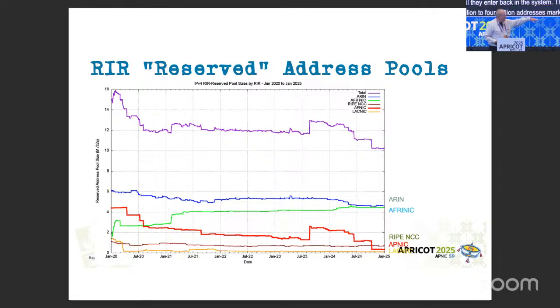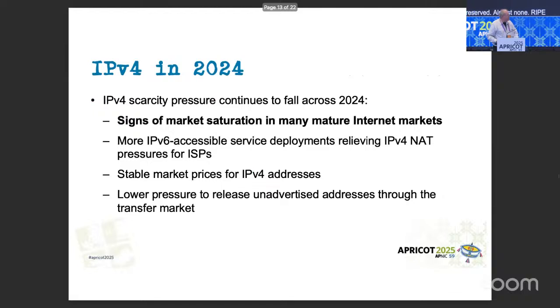APNIC have almost none reserved. RIPE, almost none. LACNIC, really none. But APNIC and ARIN have large pools of reserved. I think it's some internal process, but it's up to them to explain it.